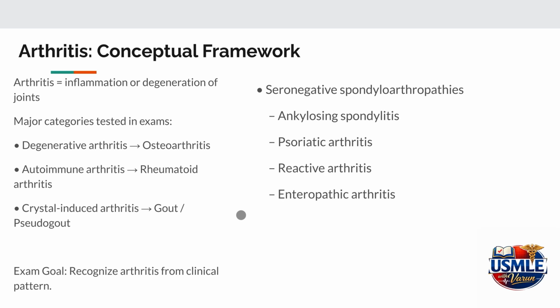Arthritis simply refers to inflammation or degeneration of joints. For exam purposes, arthritis is usually divided into several major categories. The first category is degenerative arthritis, which includes osteoarthritis. The second category is autoimmune arthritis, which is primarily represented by rheumatoid arthritis. The third category includes crystal-induced arthritis, such as gout or pseudo-gout. The fourth category, seronegative spondyloarthropathies, which includes Ankylosing Spondylitis, Psoriatic Arthritis, Reactive Arthritis, and Enteropathic Arthritis. When solving exam questions, your main goal is to recognize the disease based on the clinical pattern described in the question.